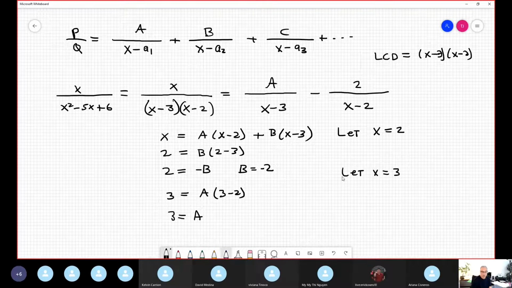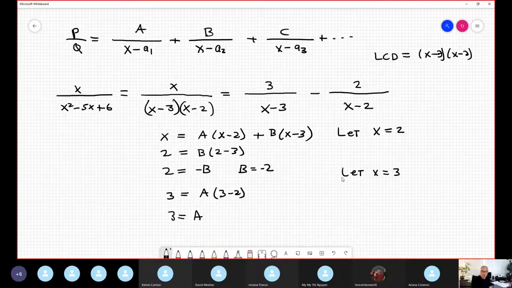Okay, so now replace. There you go. And this is the partial fraction decomposition. Do you understand very well or no? Answer me. Yes, I understand. Okay. Let's discuss it now.